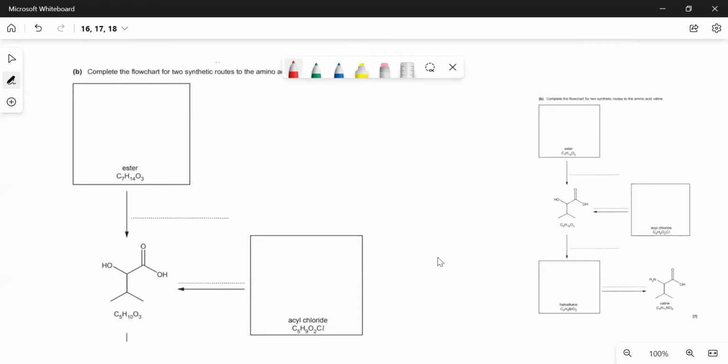Okay, so we've got an ester, which is C7H14O3. And we've turned it into a carboxylic acid and an alcohol, and that has got C5H10O3. So you can see there, what have we lost? We have lost 2 carbon atoms. And we lost 4 hydrogens.